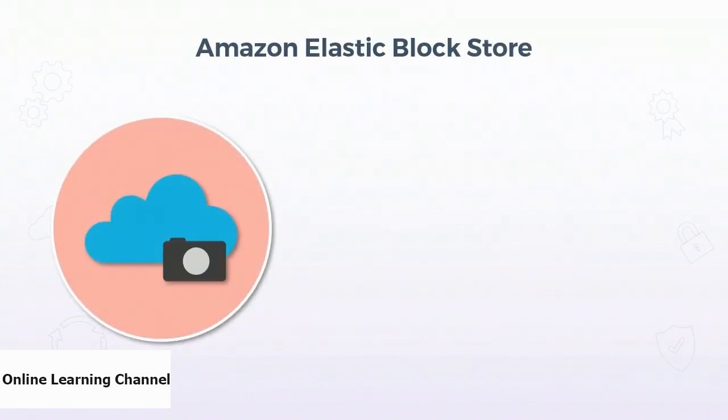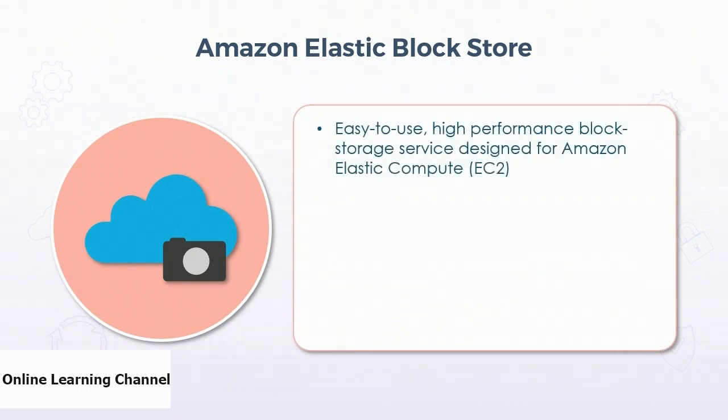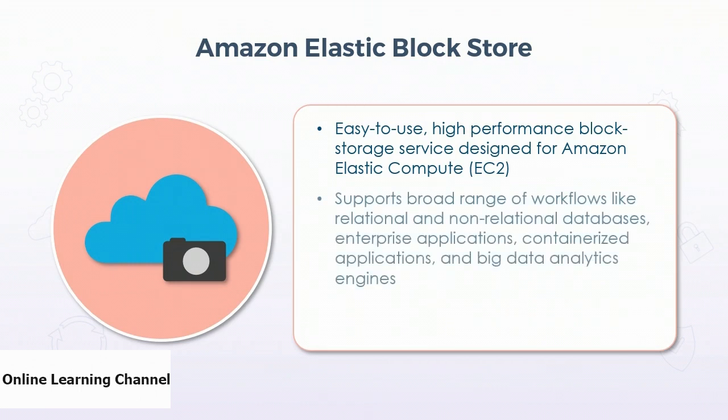Now let's look into Amazon Elastic Block Store, which is referred to as EBS. EBS is an easy-to-use, high-performance block storage service designed for use with Amazon Elastic Compute Cloud (EC2) for throughput and transaction-intensive workloads at any scale. A broad range of workloads such as relational and non-relational databases, enterprise applications, containerized applications, big data analytics engines, file systems, and media workflows are widely deployed on Amazon EBS.